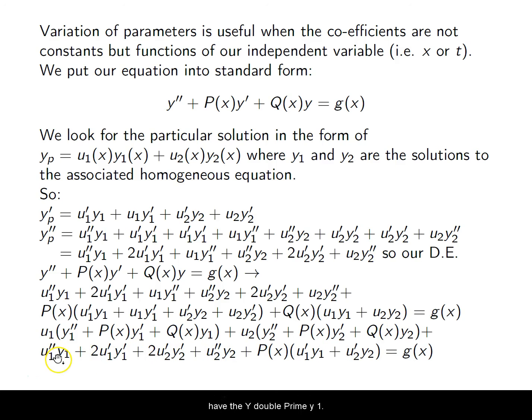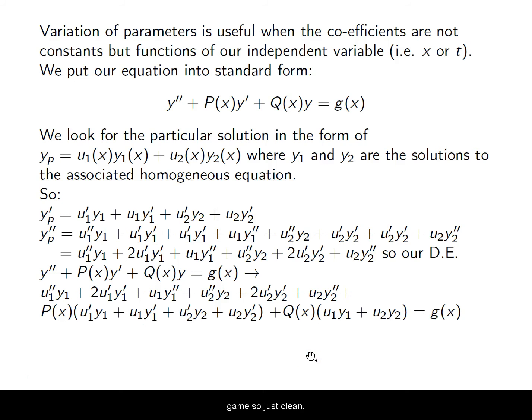So I have the y double prime y1. This is left over. This is left over. And the u double prime 2. And then the stuff that's left over with the p of x. Okay, so just to clean this up, I'm taking these two lines here.